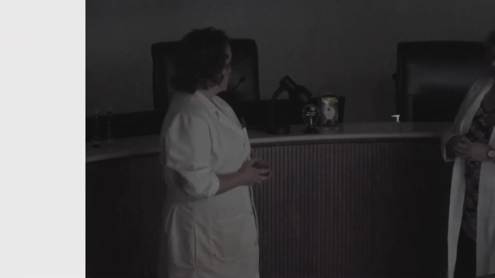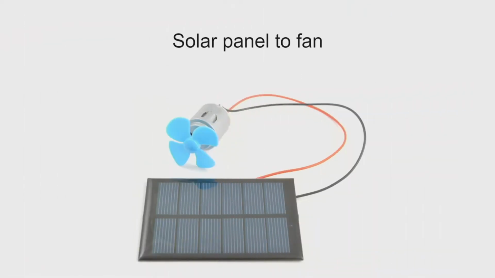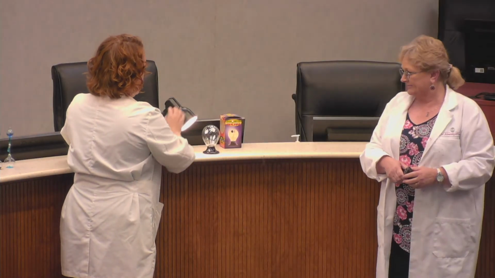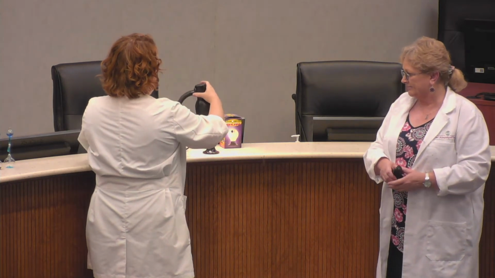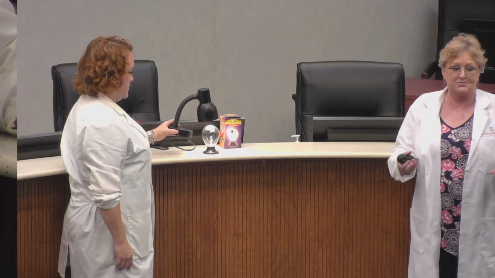All right, this next one here, we had a little solar panel to the fan. Unfortunately, the fan didn't want to work for us today, so we substituted in something called a radiometer. And the radiometer, when you take a lamp and put it close enough to, there's two different colored paddles on the top. And as you can see, it's beginning to spin. So imagine this was the radiometer, and it's the same principle to it.